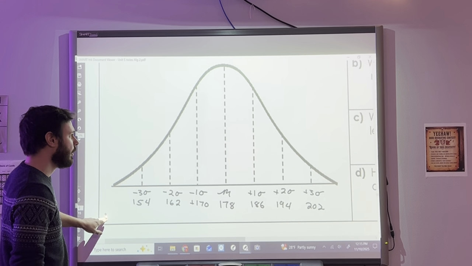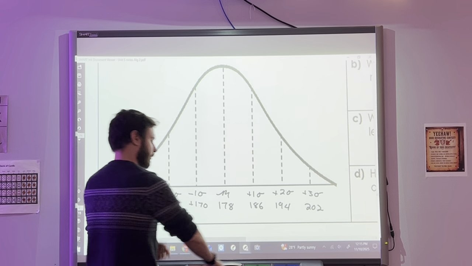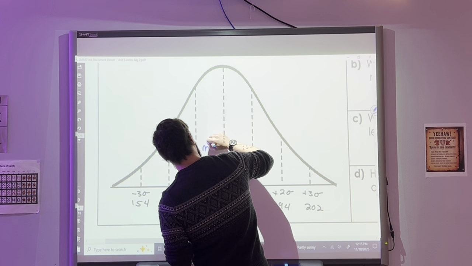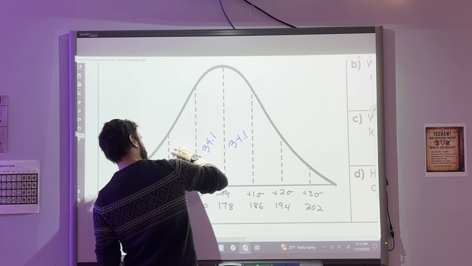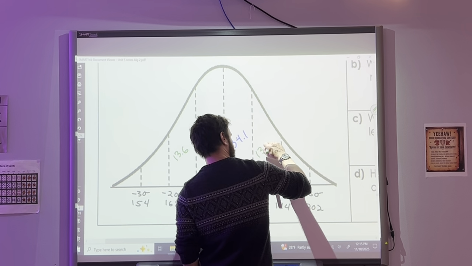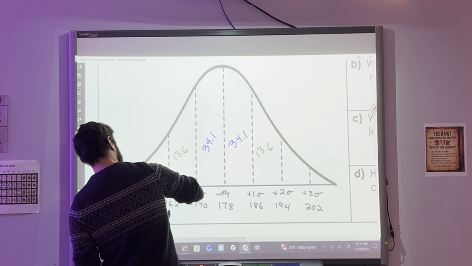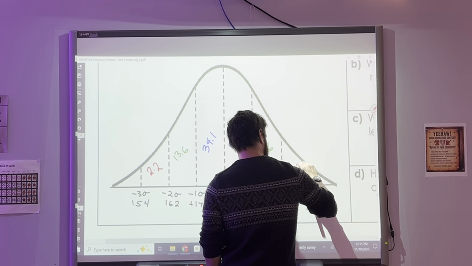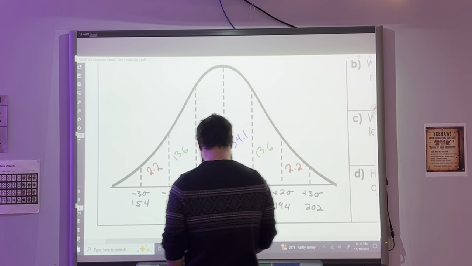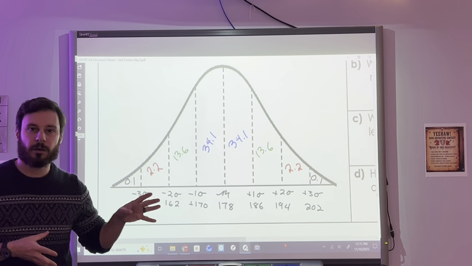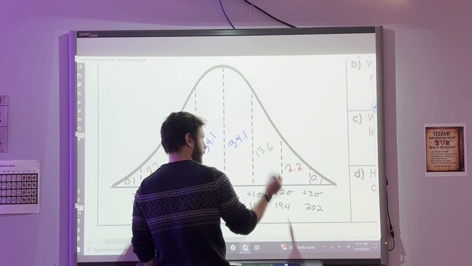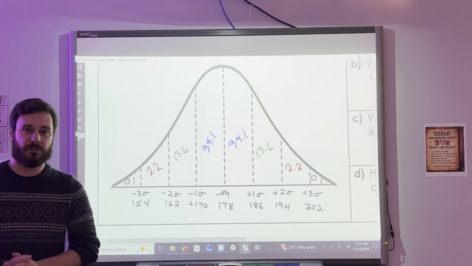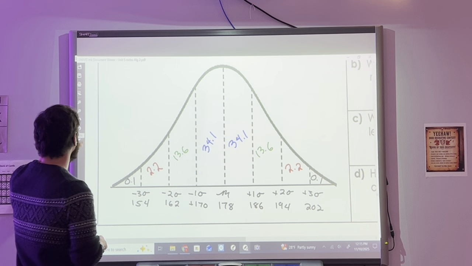Okay. Now, it would be helpful if we write in these percents. 34.1, 34.1, 13.6, and then 2.2. And then lastly, we have our little tail ends of 0.1. Having this framework and this data copied in there is going to make this much easier. So now let's take this and let's go to answer the questions to the right.